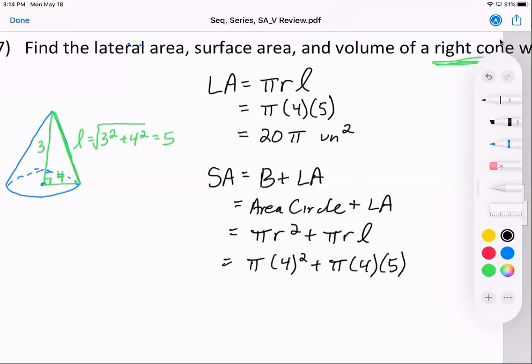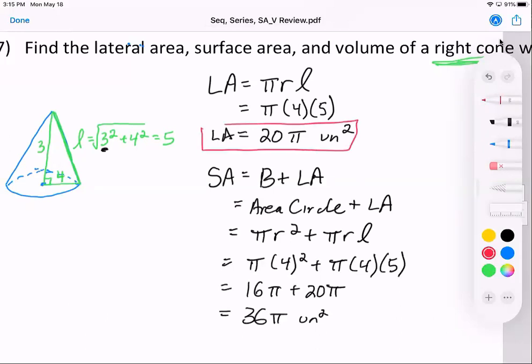We will use the height with the volume. We did use the height in a sense right here to find the slant height, but the actual formula doesn't have the height of the cone in it. So we get 16 pi plus 20 pi. So that would be 36 pi square units. So our lateral area, we have 20 pi square units, and our surface area, we have 36 pi square units.